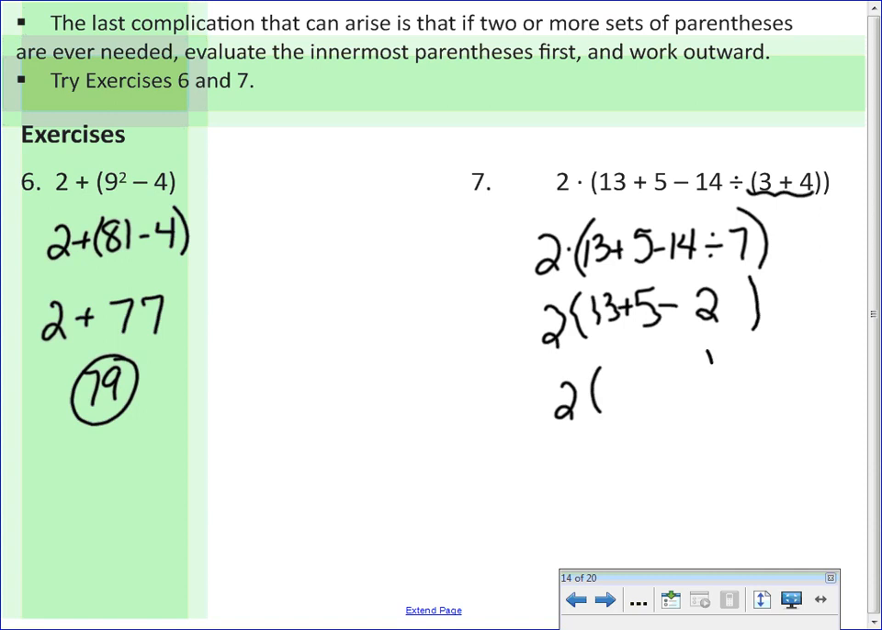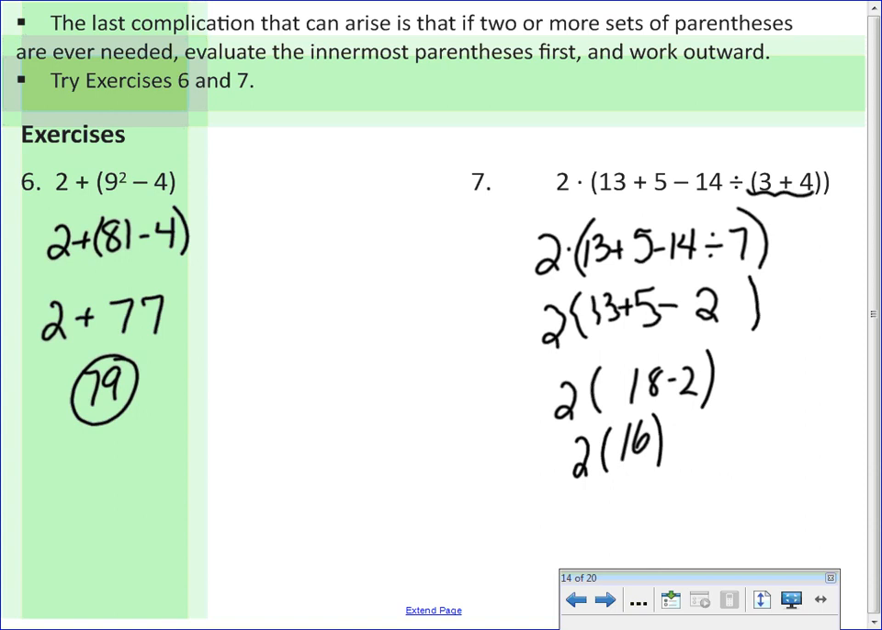Now what do I do first? My addition or my subtraction? Addition, but you answered my next question before I could even ask it. We add first because that's what comes first from left to right. So 18 minus 2. Now I'm still in my parentheses, so 18 minus 2 is 16.